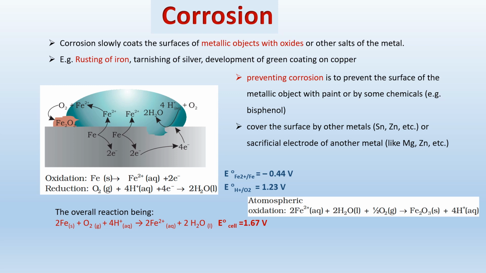And again you can see another oxidation. The iron is oxidized to the ferrous ion. The ferrous ion is again converted into ferric by combining with atmospheric oxygen. It gives Fe2O3. Fe2O3 is ferric oxide, right?